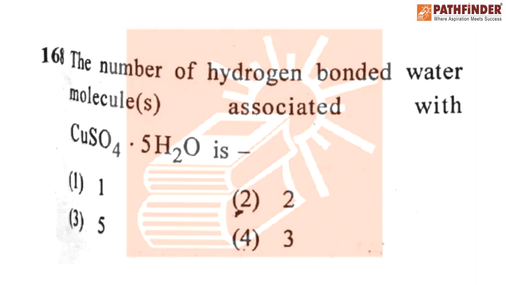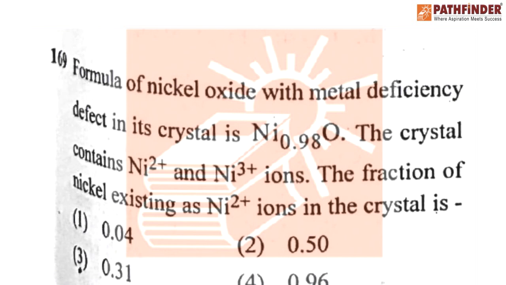Let's move on to question number 168. The number of hydrogen bonded water molecules associated with CuSO4·5H2O. Now here, in copper sulfate, 4 H2O molecules are attached to copper, and with sulfate there will be only one H2O molecule which is hydrogen bonded. So only one molecule is there which is hydrogen bonded. Okay, clear? You have to see the structure to easily adapt to this sort of question, because if you don't remember the structure properly, you can't feel confident in the exam hall. Okay, let's move on to question number 169.